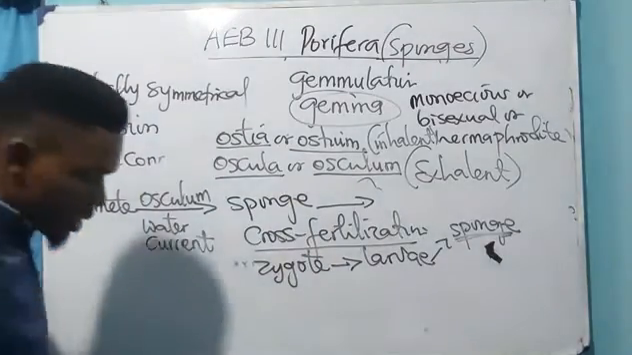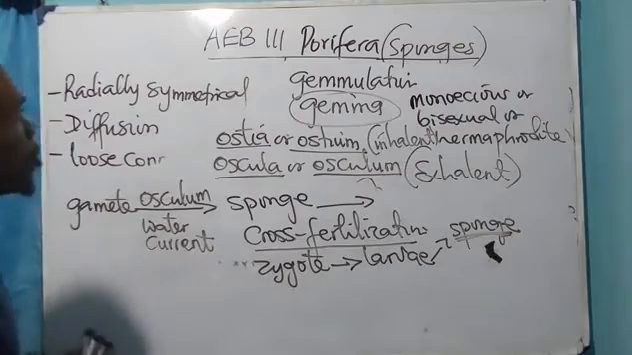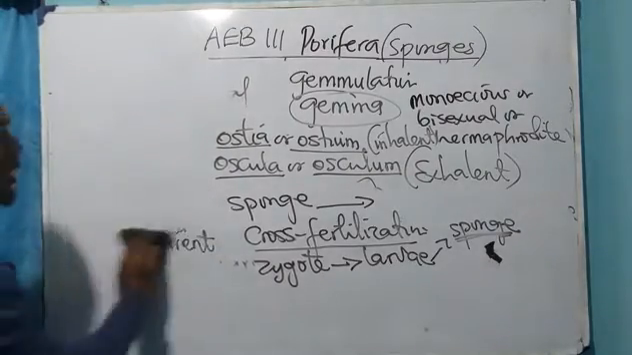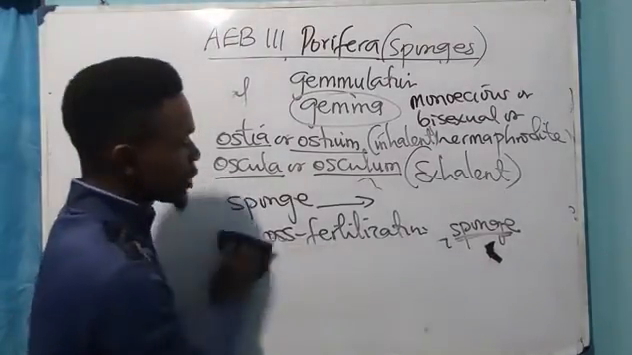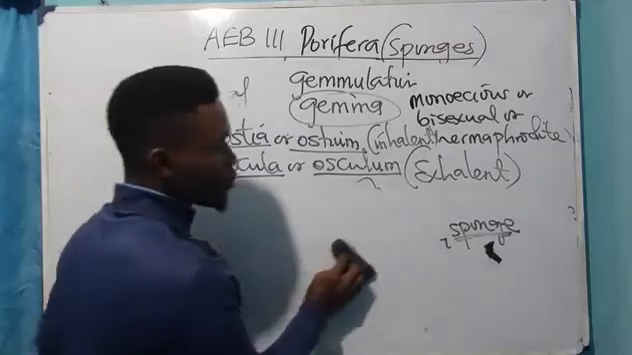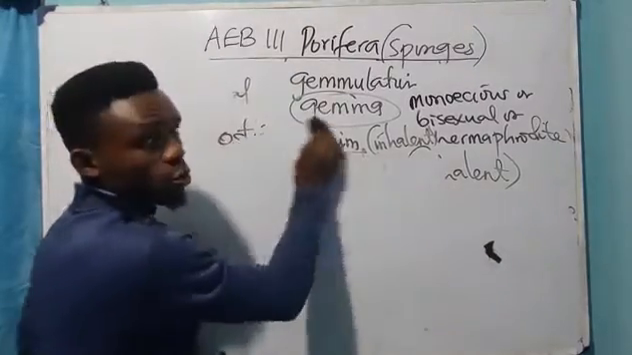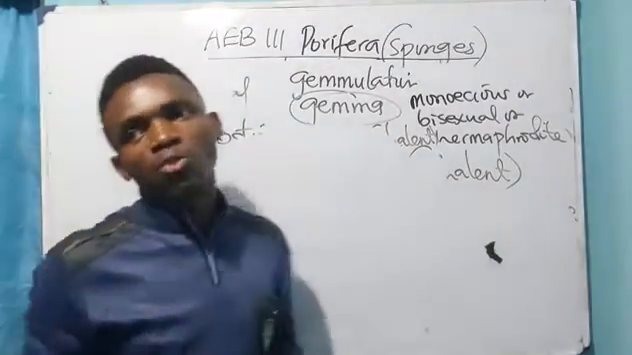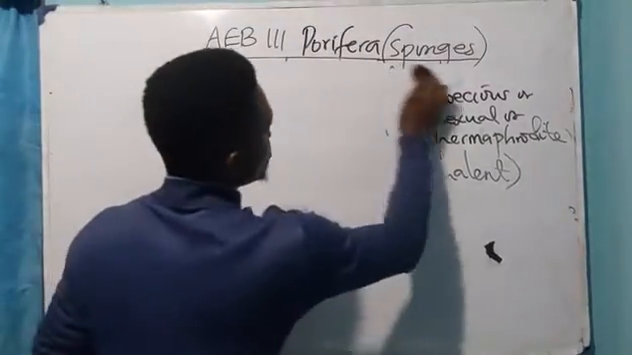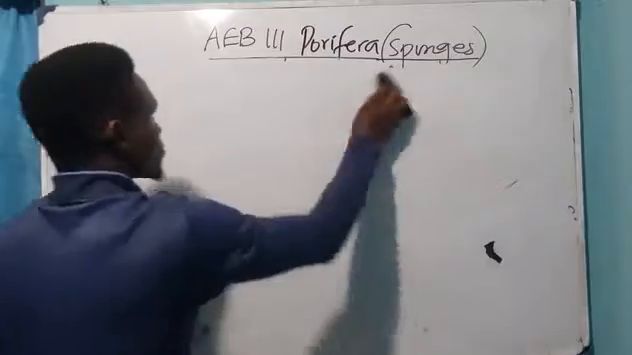I said respiration is through diffusion on the body surface, and the major waste is ammonia. I said the osculum is that region where water passes or leaves the body of the organism, while the ostia or ostium is the one that permits the entry of water into the body of the organism. Please take note of that.